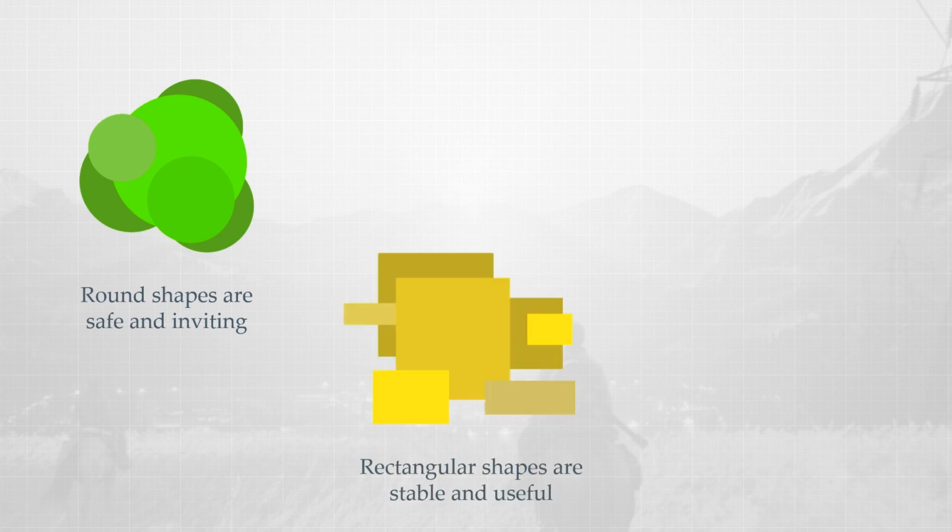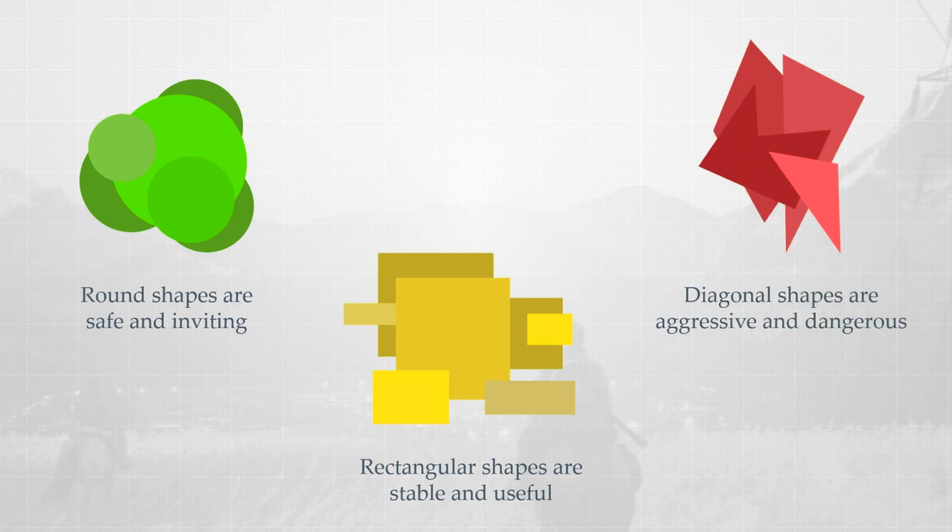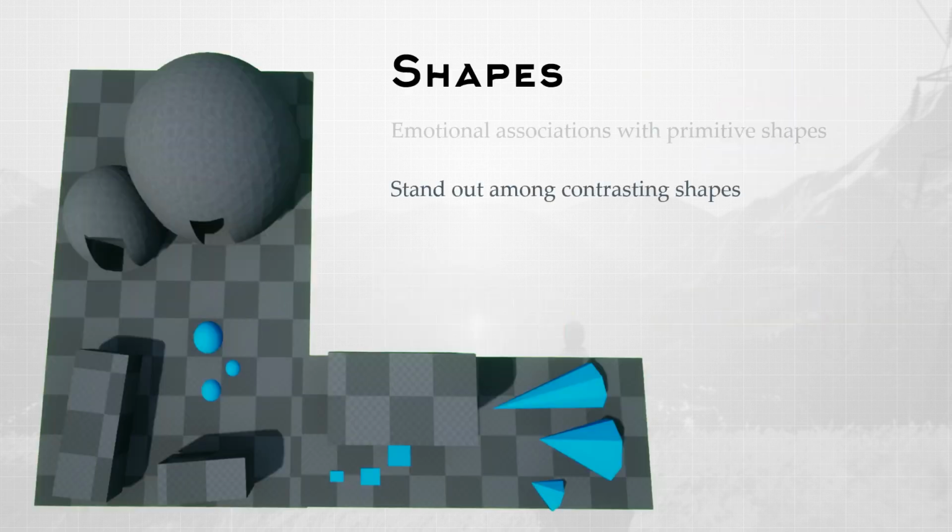Then we have rectangular shapes that are kind of neutral but also seen as stable and useful. And I would suspect that is because of a mental connection between rectangular shapes and buildings in our mind. And lastly, there are triangular or diagonal shapes that are uninviting, aggressive, and dangerous. And that makes sense because many things that can hurt us in real life actually have pointy shapes. You can also use shapes to create contrast. So a shape that is very much unlike the shapes that surround it naturally draws attention to it.